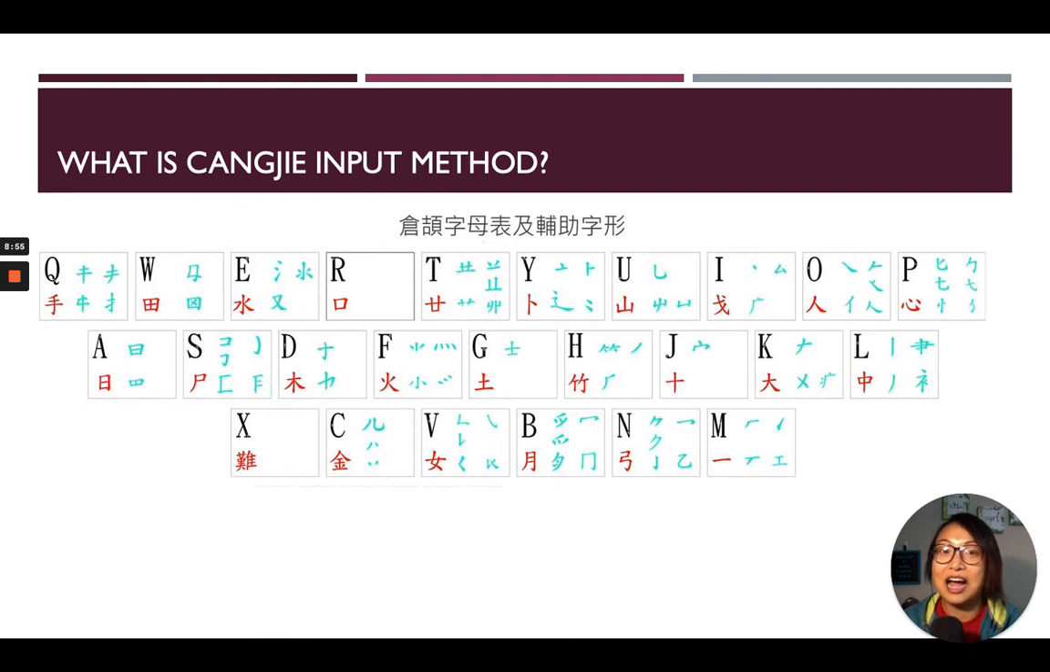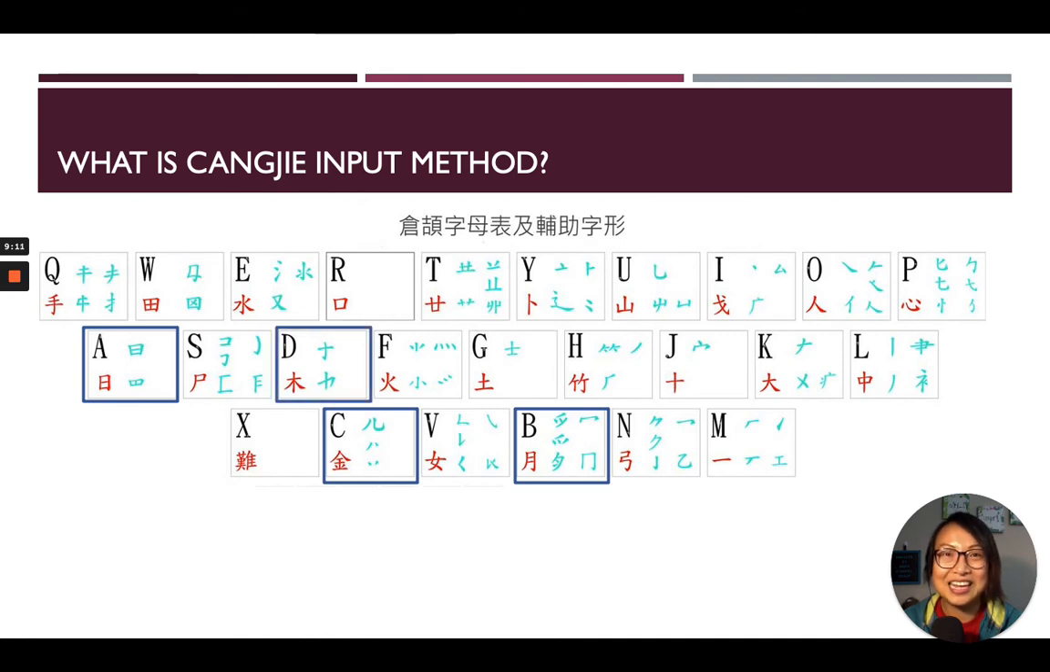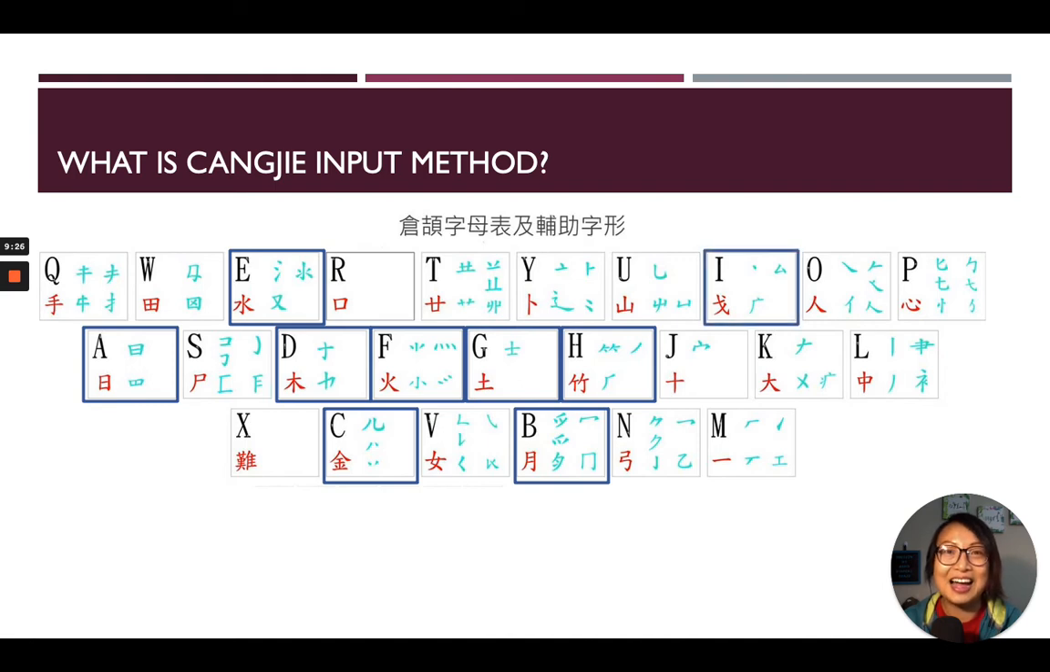Let's take a look at our keyboard again. Can you spot the A to J? A is for yat. B is for yut. C for gum. D for mok. E, shui. F, fo. G, tou. H, zhou. I, guo. And J for sub.